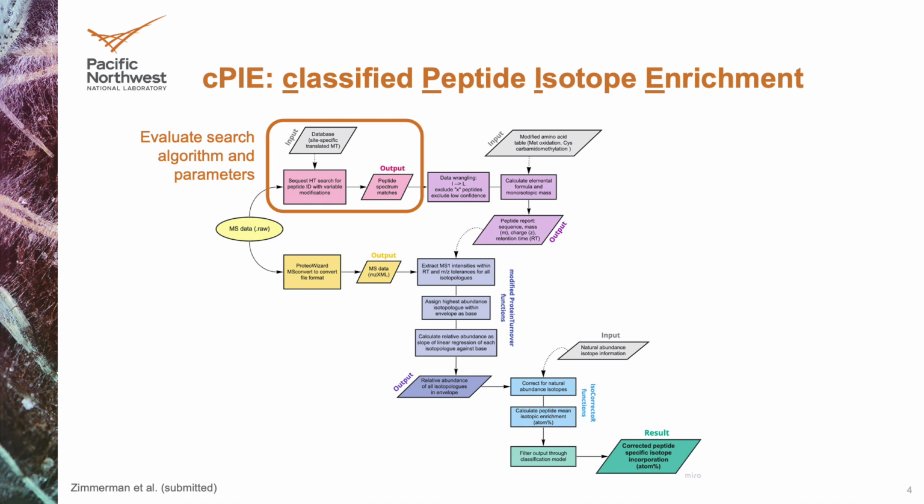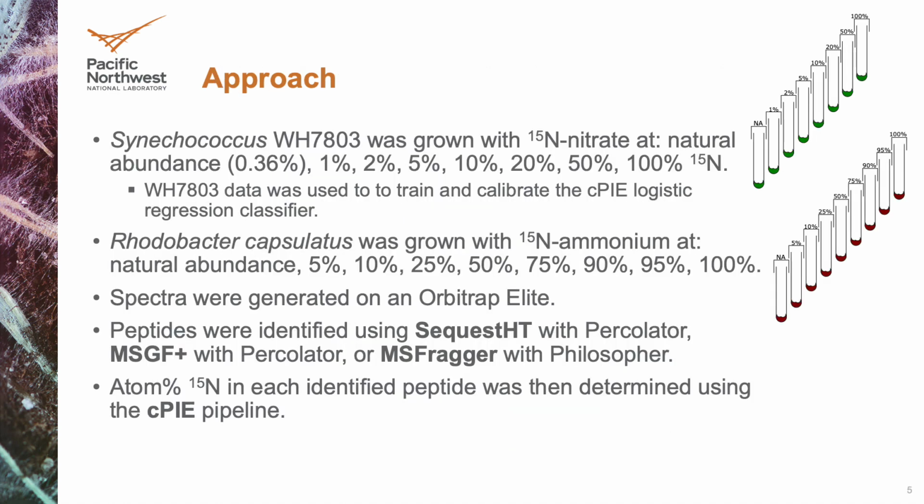In the last step, to ensure reliable estimates of 15N enrichment values, we developed a classification model based on training data from cultured biomass of known isotopic enrichment. To evaluate search algorithms and parameters for this analytical pipeline, we generated data from bacterial cultures grown for multiple generations on known atom percent 15N labeled media. The Cyanobacterium Synechococcus was grown in media with 15N nitrate at natural abundance, 1, 2, 5, 10, 20, 50, and 100 atom percent 15N. This data was used to calibrate the CPI classifier.